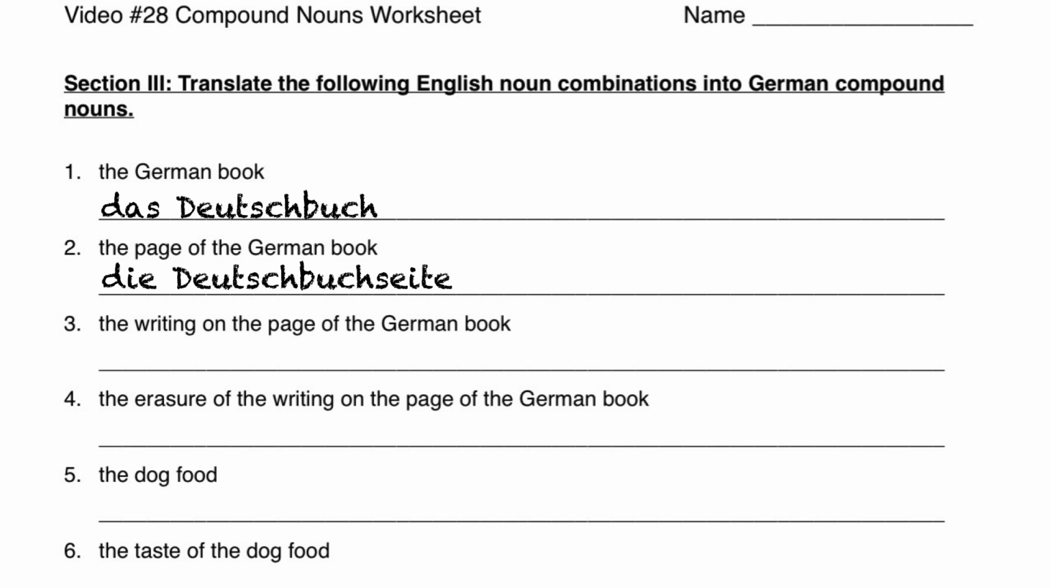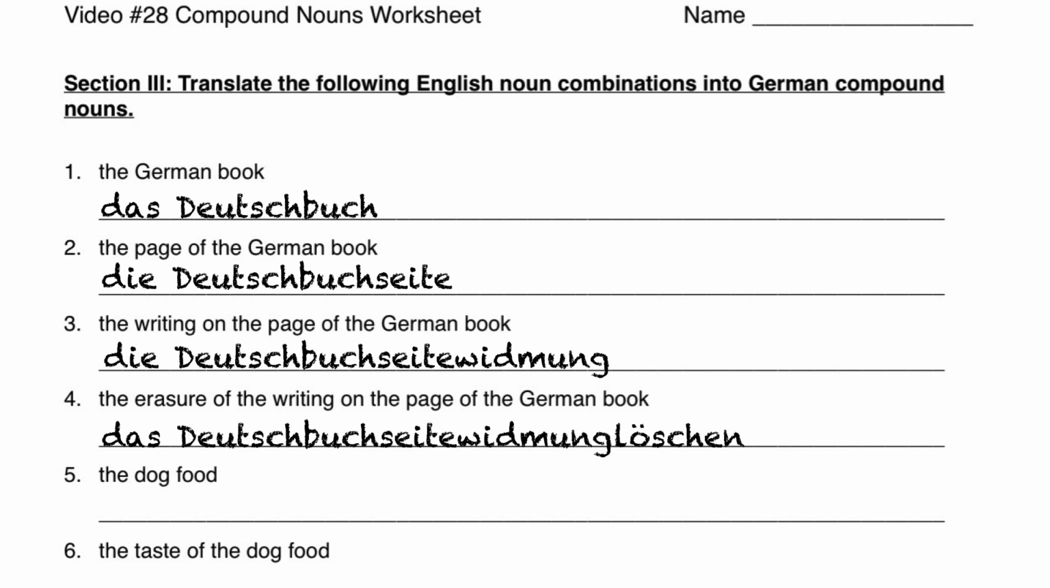The writing on the page of the German book. Here we're going to use the word Widmung, which is a feminine noun, die Widmung, for the writing on the page. So here we're going to have die Deutschbuchseite Widmung, the writing on the page of the German book. Nummer 4. The erasure of the writing on the page of the German book. This is where it gets a little bit more nonsensical. The erasure is the word that we're going to use here for löschen, which is das. It's neuter. So here we have das Deutschbuchseite Widmung löschen, the erasing of the inscription on the page of the book that is German.